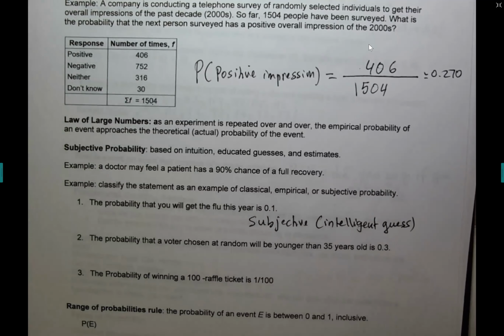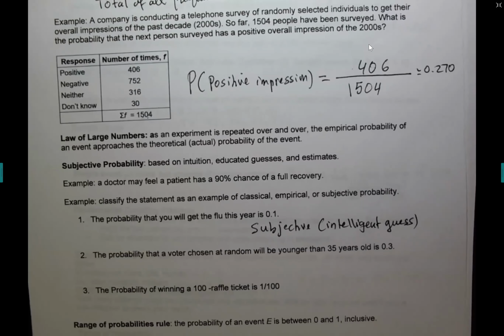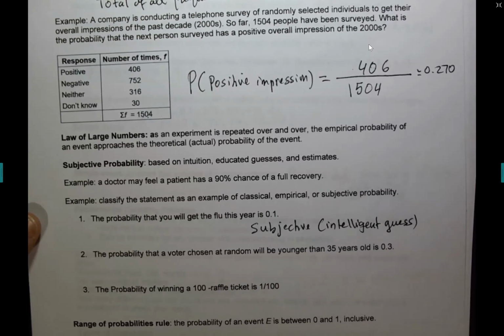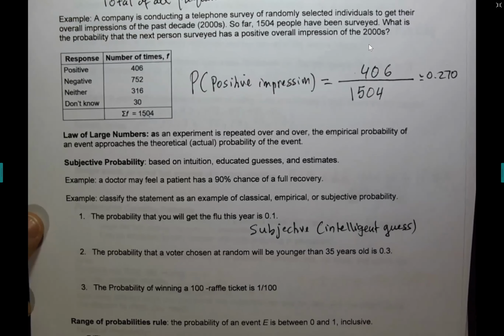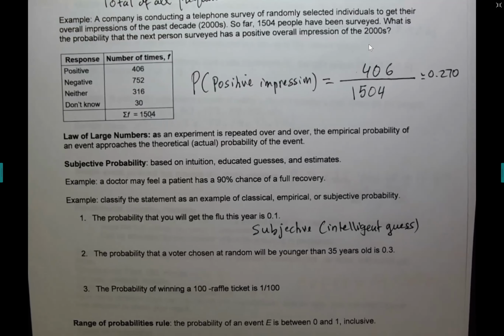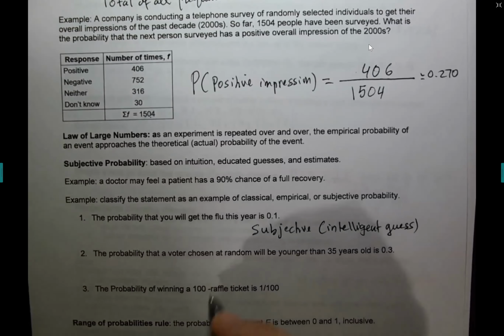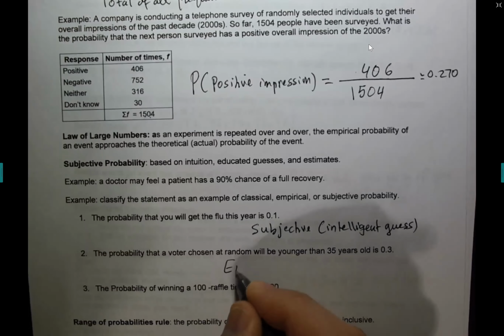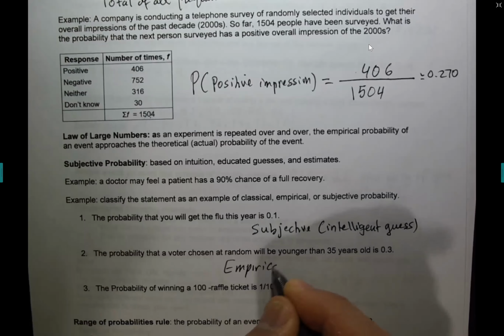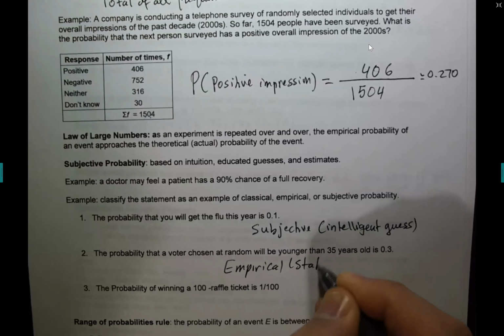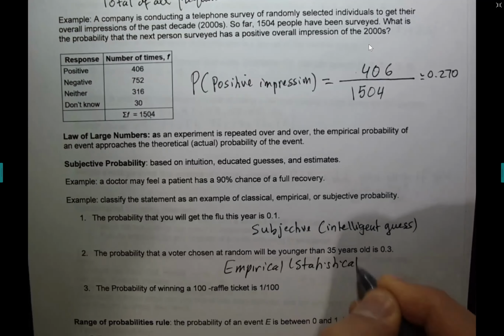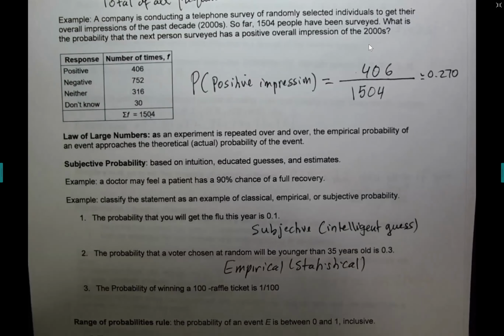The probability that a voter choosing at random will be younger than 35 years old is 0.3. When we start talking about voters, guys, we're talking about data, collecting data, putting it in tables. Empirical, or statistical. Statistical data, you collect data.